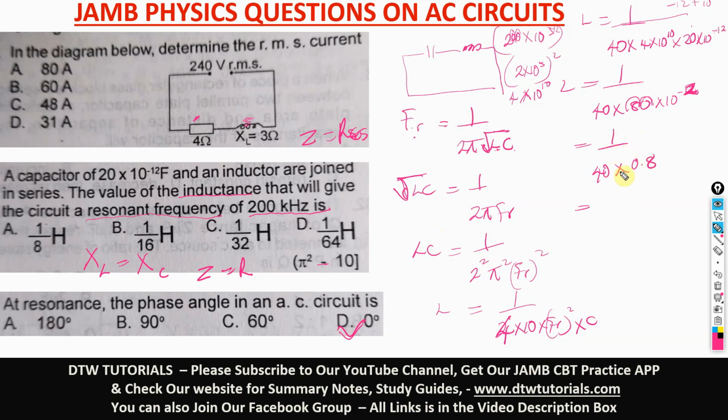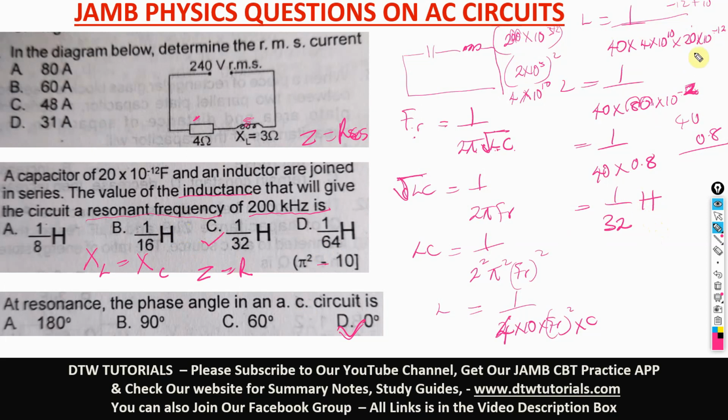So now we have 1 over 40 times 0.8. Here, instead of you start doing all this, you can quickly use your normal calculator in the Jamb CBT interface. So 40 times 0.8 will give you 32. So our inductance will be 1 over 32 Henry. The unit of inductance is Henrys. And our right option here is option C. Can you see that? So this is how you break down.